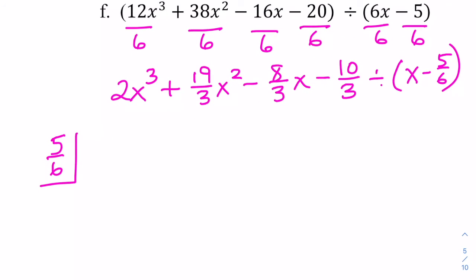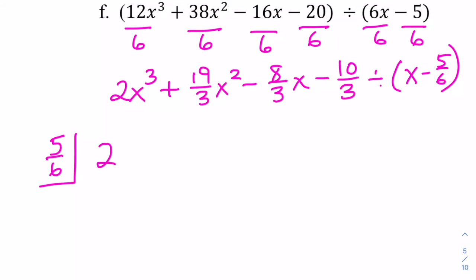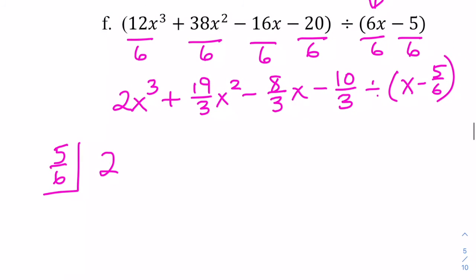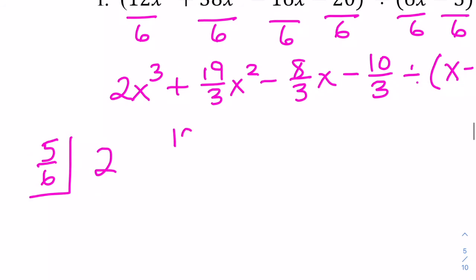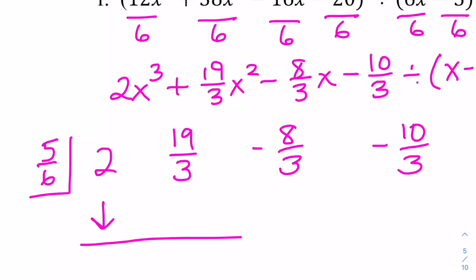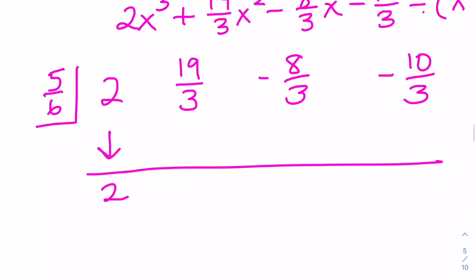Using the coefficients 2, 19 over 3, negative 8 over 3, and negative 10 over 3. So let's first bring down the 2, and we're going to multiply that by 5/6. So we essentially get 10/6, which can be reduced to 5/3.